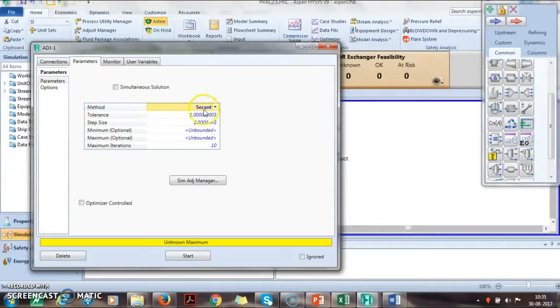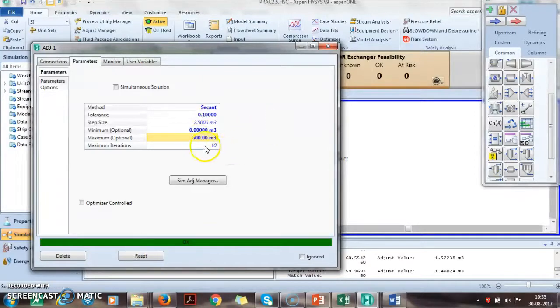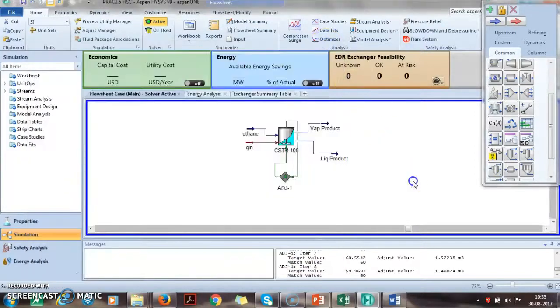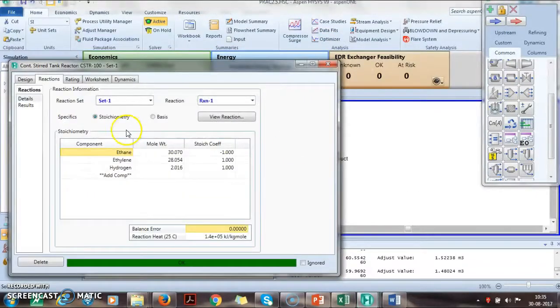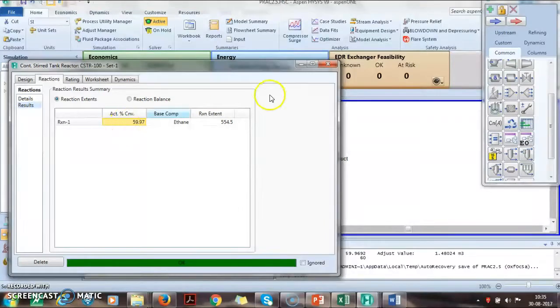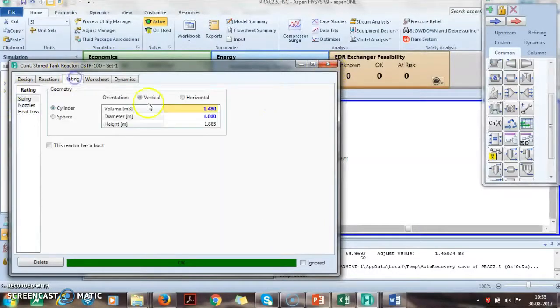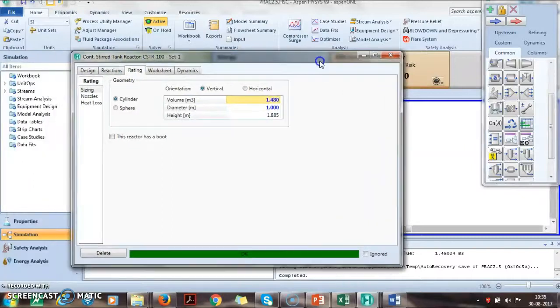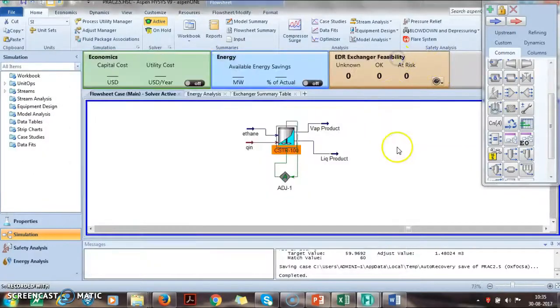And I'll go to parameters. I'll say tolerance is, maybe I can say 0.1 meter cube is sufficient. Step size is this. Minimum is 0. Maximum as such I can go unbounded, but I'll give 500, which is too much, and see it has been converged. If you go to the results, you can see that it is almost 60%, and the corresponding volume you are getting is 1.48. So this is how you can simulate a particular CSTR.